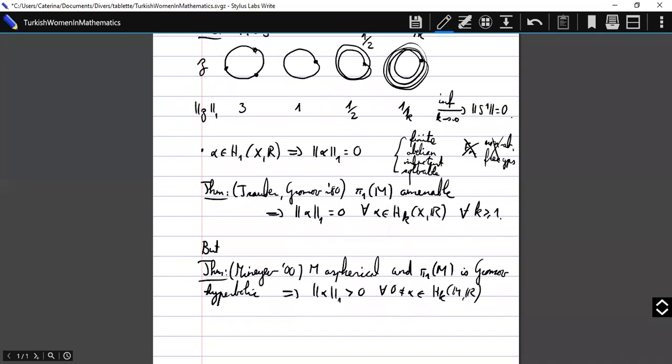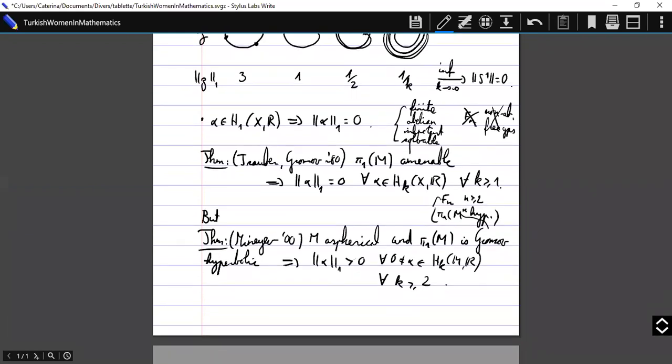And now we have to specify for every k at least 2. Okay, for k equals 1, we know that it's always 0. But in the case of Gromov hyperbolic fundamental group, for k at least 2, it's always positive. So for Gromov hyperbolic groups, if you are not familiar with it, think exactly of free groups on n generators, for n bigger or equal to 2, and fundamental groups of hyperbolic manifolds. These are some key examples of Gromov hyperbolic groups. They are very much studied in geometric group theory.